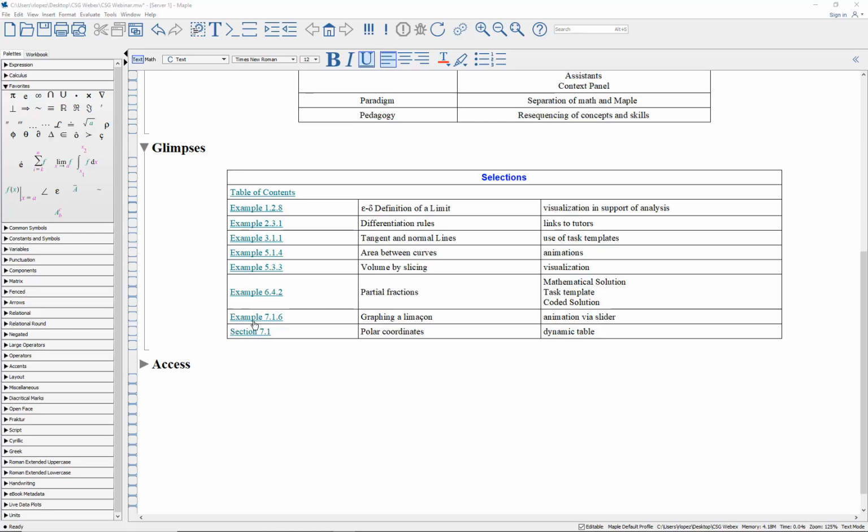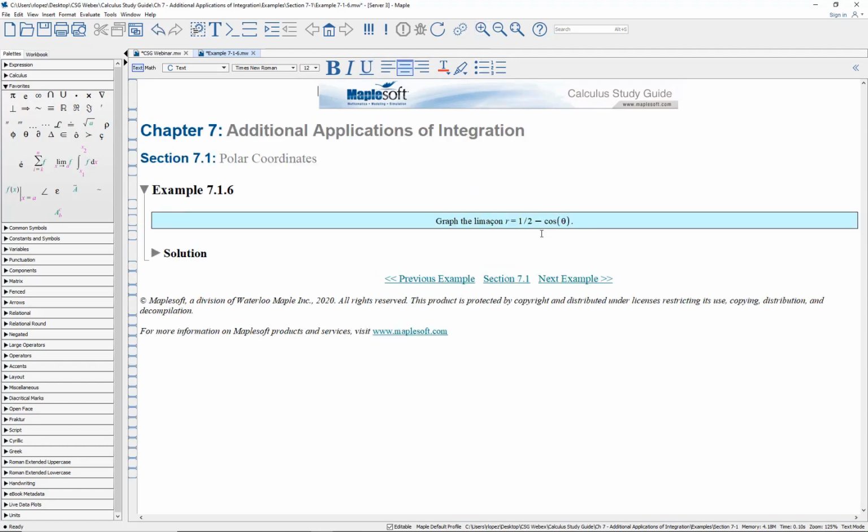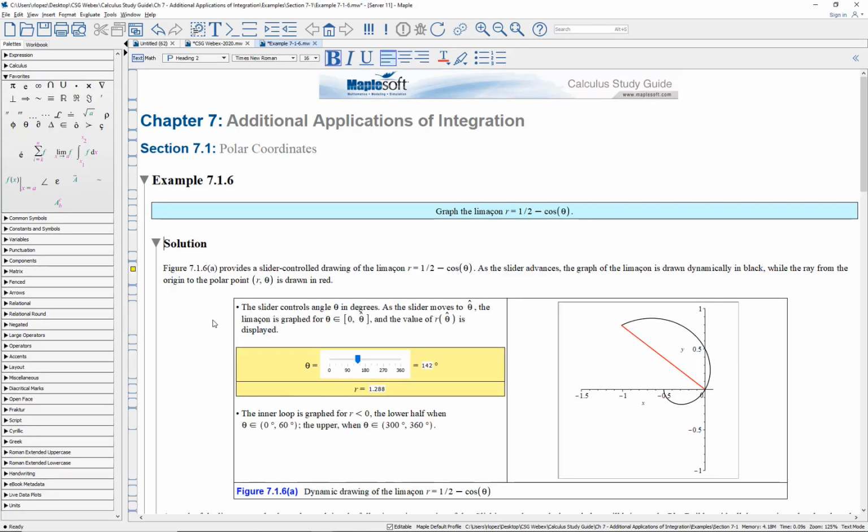So this example is simply the graphing of a limaçon. How do you draw its graph without Maple and with Maple? Let's take a look at what Maple's got to offer us here.